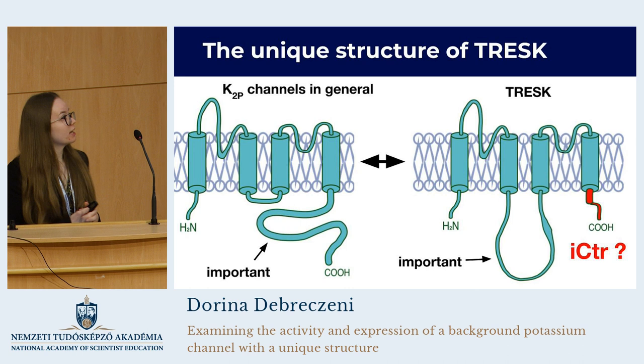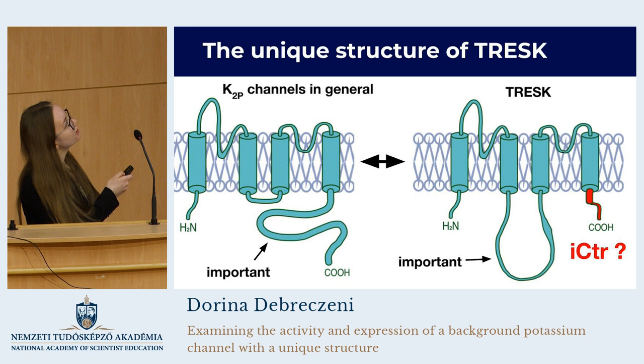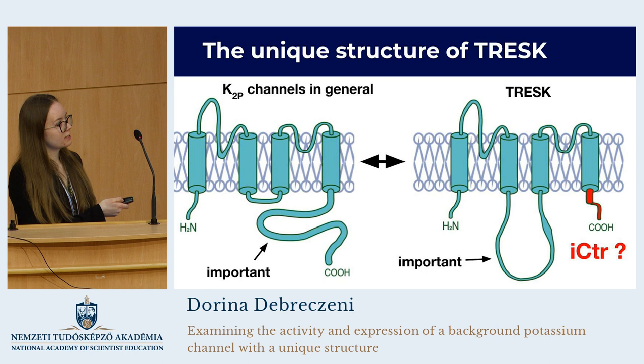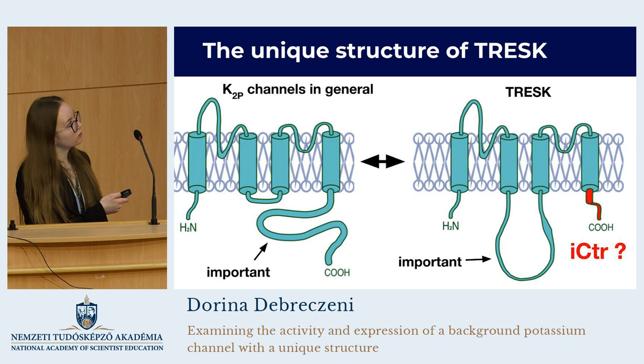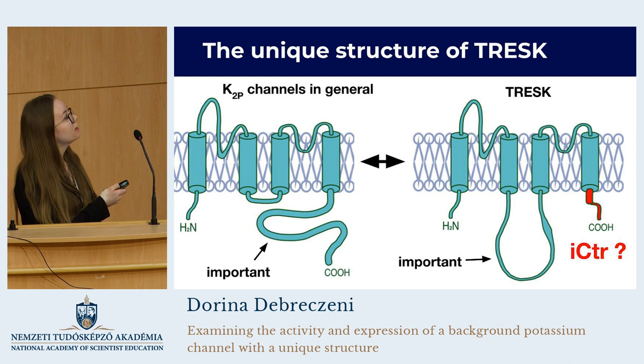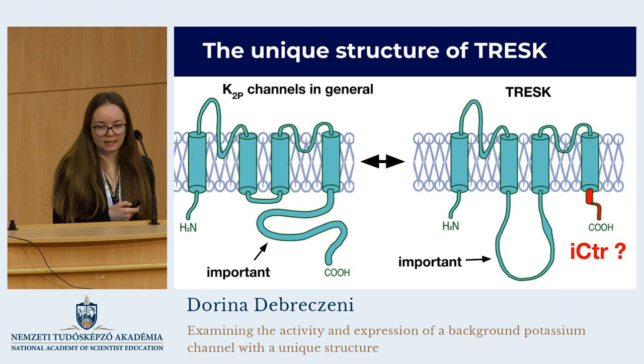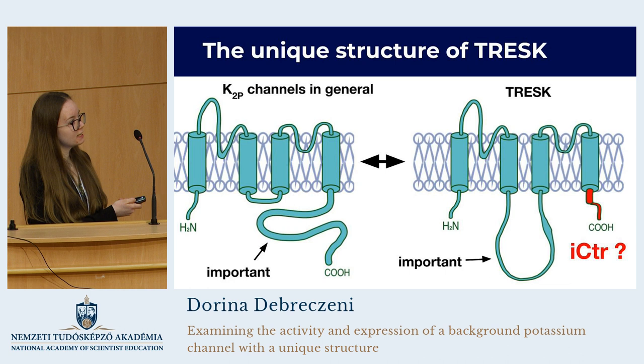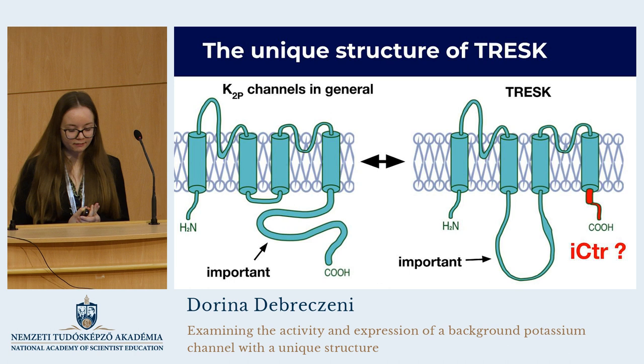K2P channels generally consist of four transmembrane alpha helices. They are connected to each other by extra- and intracellular loops. TRESK shows a significant difference compared to the other K2P channels, since it has a short intracellular C-terminal region, while the other K2P channels have a long one. The other K2P channels are regulated mostly on their long intracellular C-terminal region, while TRESK is known to be regulated on its intracellular loop between the second and the third transmembrane alpha helices. However, whether the short intracellular C-terminal region has any effect on the channel activity has not yet been clarified.